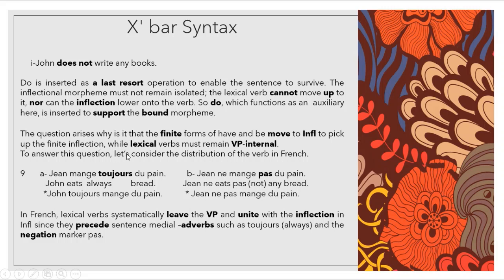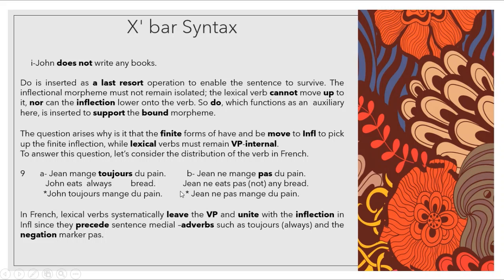To answer this question, let's consider the distribution of the verb in French. So here, for example, Jean mange toujours du pain. John eats always bread. We consider John toujours mange du pain ungrammatical because the adverb always came after the verb. So we should say John mange toujours du pain.